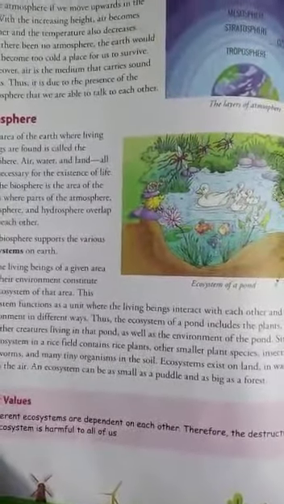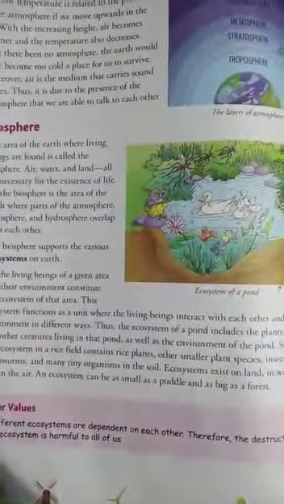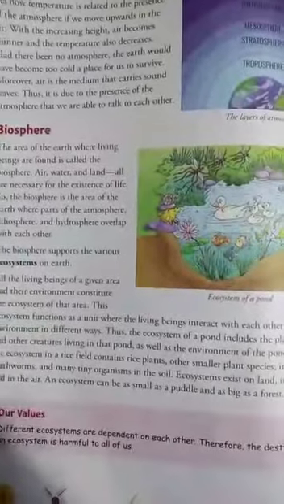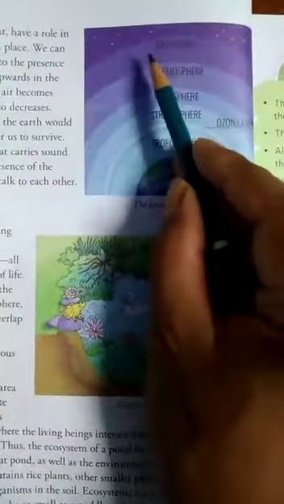And this is it, a very important chapter. I think you have understood all the four domains of the earth, and you have to be careful while reading the different layers of the atmosphere. Then read carefully about the ecosystem and then the water cycle.